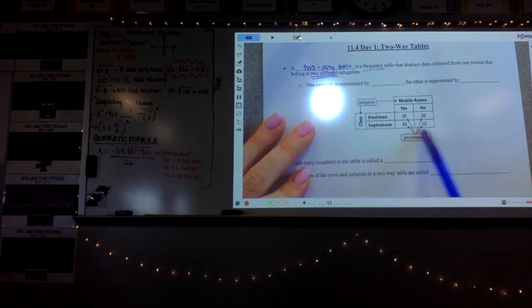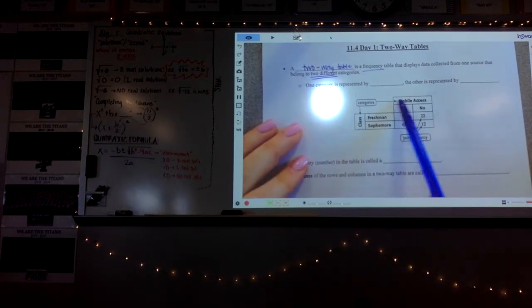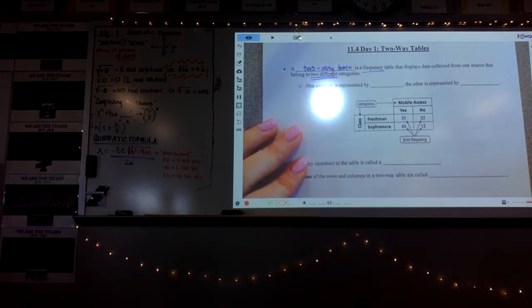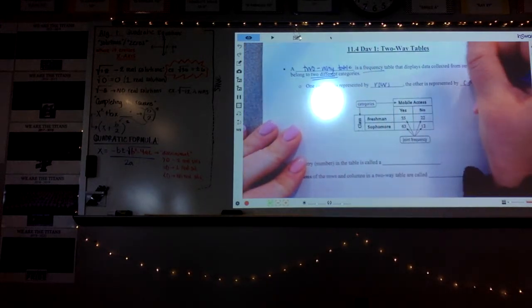So all of the tables today are going to have basically two categories, two questions asked if you were surveying a group of people. Are you a freshman or sophomore? Do you have mobile access? So two questions and then their answers to those. One category is always represented by rows and one is always represented by columns.